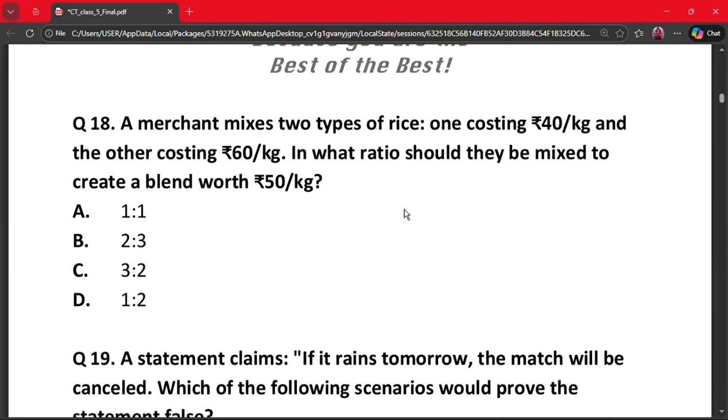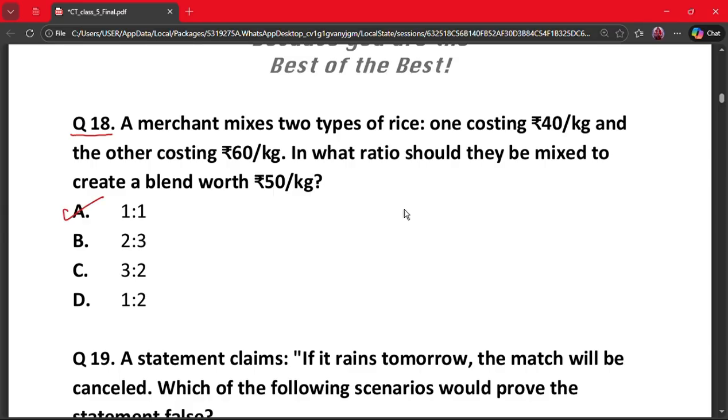Moving on to the next question, that is question number 18. A merchant mixes 2 types of rice, one costing rupees 40 per kilogram and the other costing rupees 60 per kilogram. In what ratio should they be mixed to create a blend worth rupees 50 per kilogram? A. 1:1, B. 2:3, C. 3:2, and D. 1:2. So here the correct answer is option A, 1:1.